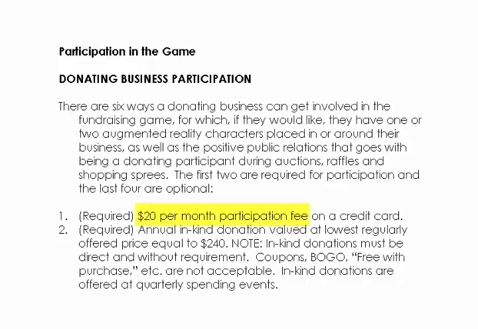It is required that they pay a $20 per month participation fee on a credit card. It is also required that they provide an annual in-kind donation, valued at the lowest regularly offered price that is equal to $240. Now please note that in-kind donations from businesses must be direct and without requirement. Such things as coupons, BOGOs, free with purchase, etc. are not acceptable. In-kind donations are offered at the quarterly spending events.